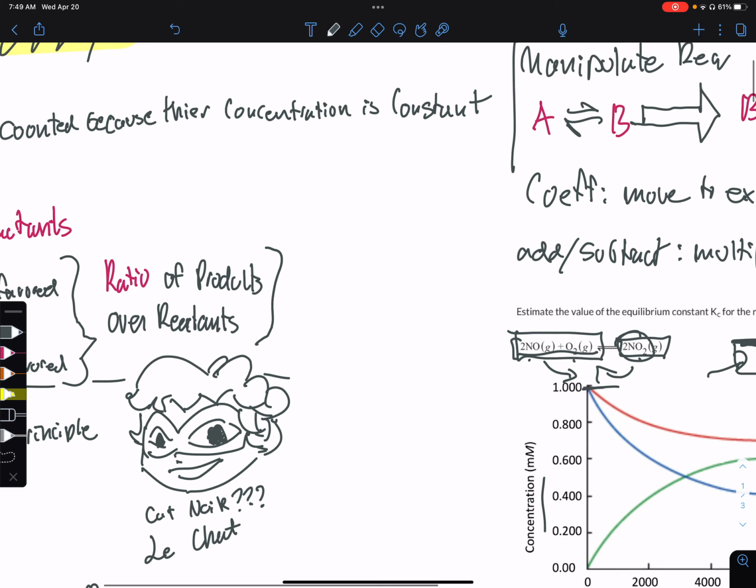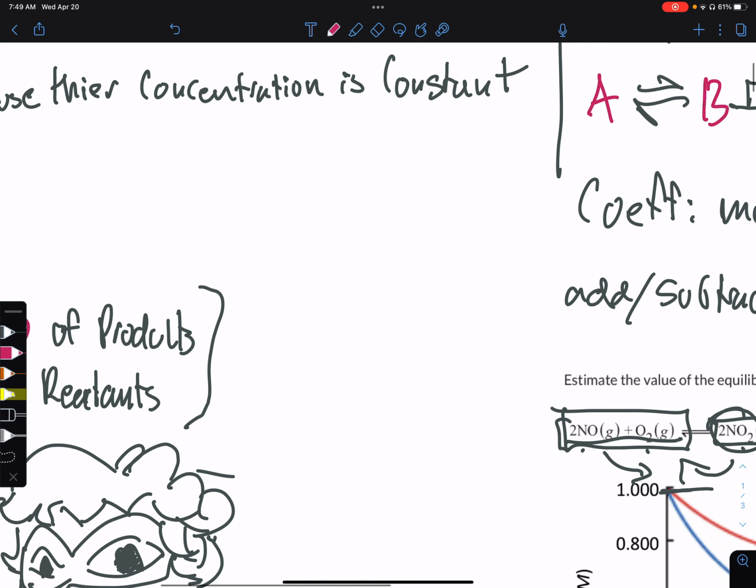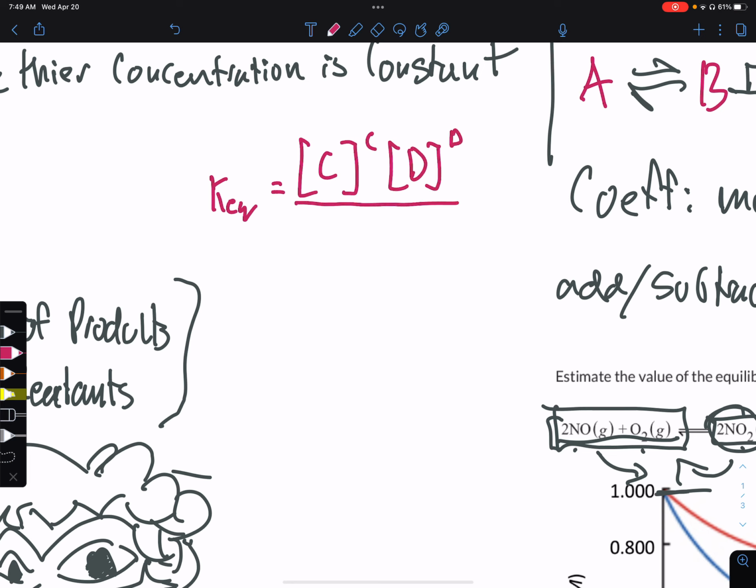There's a really important expression that you need to know. Everyone's seen this, and you're not dumb. You've seen this before. It goes like K EQ is equal to the products over the reactants, and these exponents here are essentially the moles.